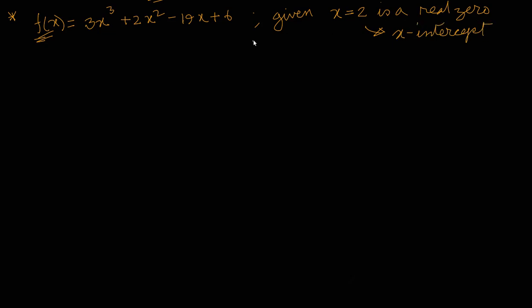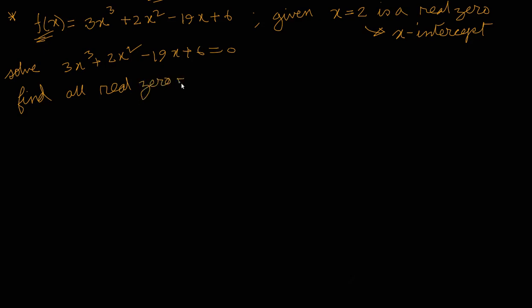So what is our problem statement? The problem statement is: find all other real zeros, or solve 3x cubed plus 2x squared minus 19x plus 6 equal to 0. Solving the equation, what does that mean? That means find all the real zeros. Okay, so both statements are equivalent: find all real zeros or x-intercepts. So this is the problem statement.